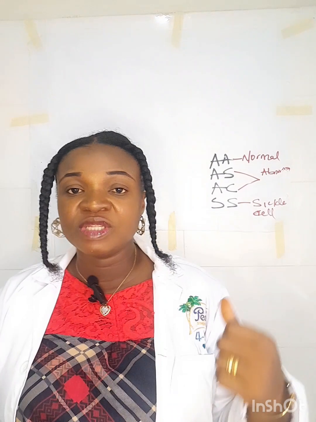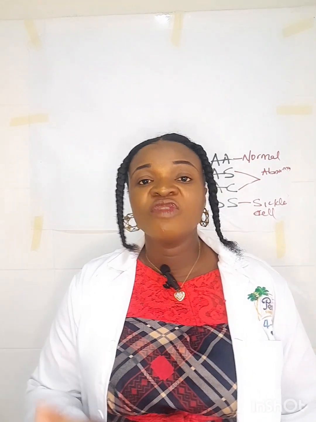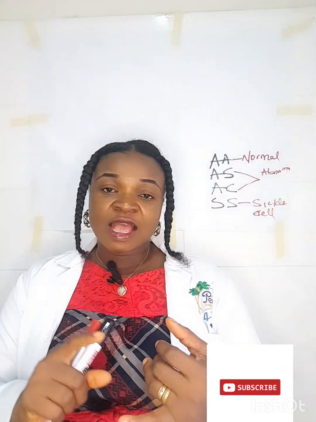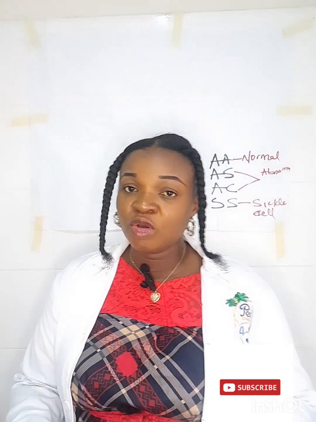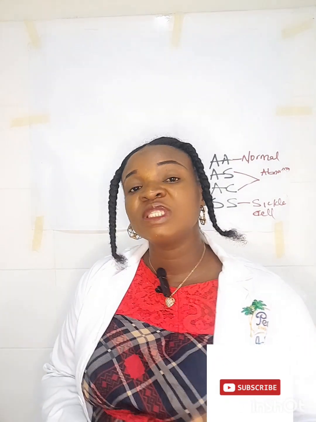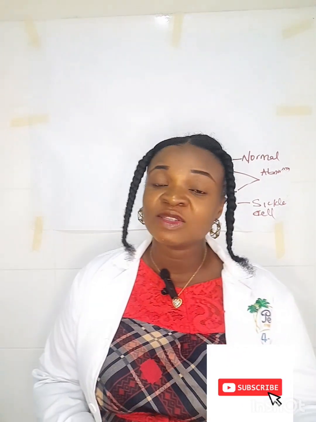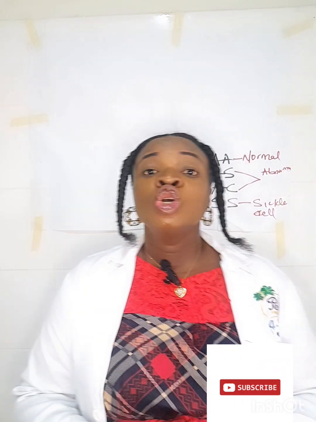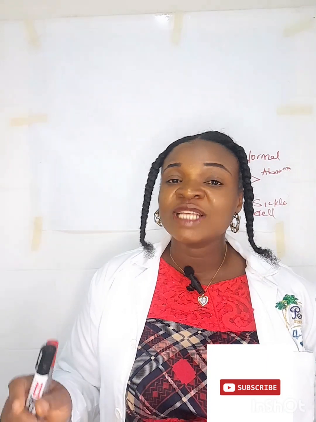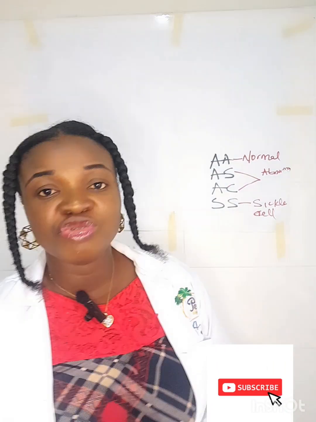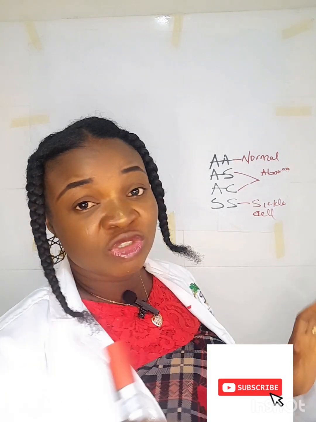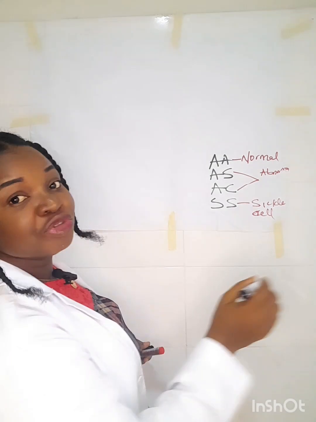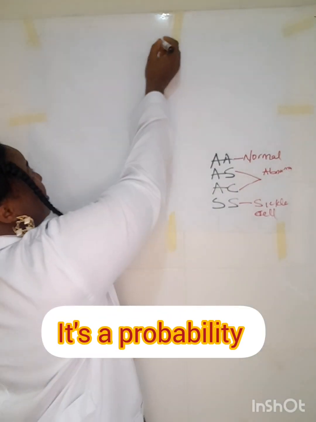In this teaching today, I'm going to show you the probability of having a child with normal hemoglobin, the probability of having a child with abnormal hemoglobin, which includes AS or AC, and the probability of having a sickle cell anemic child. Using the hemoglobin genotype of the mother and the father, we are going to draw it so that it will be easy for you. Whatever we're going to say here is a probability.